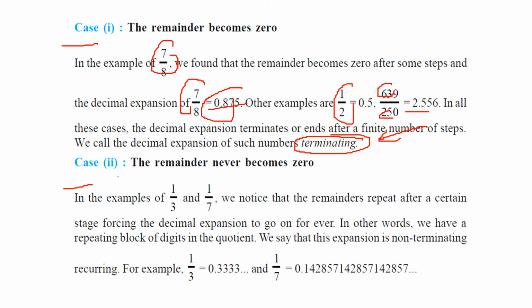Now case 2 is the remainder never becomes 0. See, 1 by 3 and 1 by 7, we have already seen the division of these. This 3 will never stop. This 1 4 2 8 5 7, 1 4 2 8 5 7, will never stop.